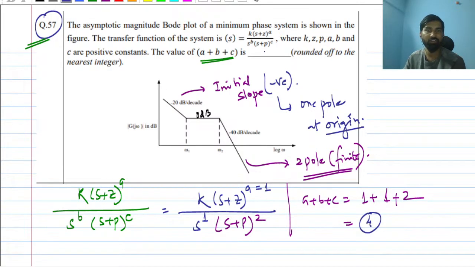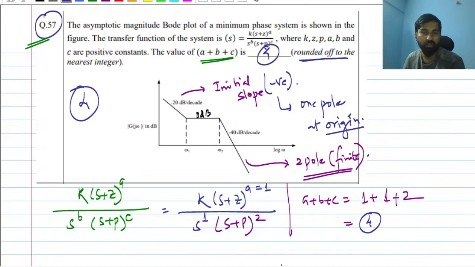So the answer for this question will be 4. Again, they have mentioned rounded off to the nearest integer, so you don't have to worry about all these things. So the answer for this question will be 4. If you know the basics, you can solve this question.